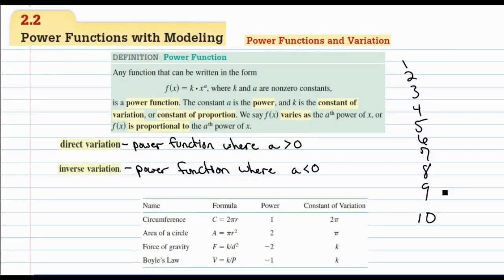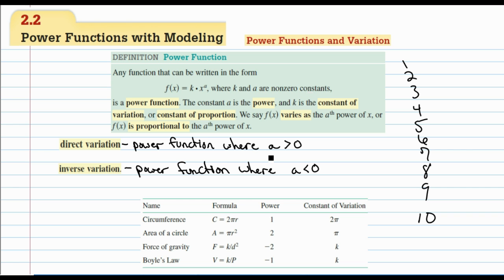This is the screencast for section 2.1, example 1, power functions with modeling. Well, what is a power function? A power function is a function that has a constant out in front, or we call it a coefficient, and then times x to the exponent of anything non-zero.